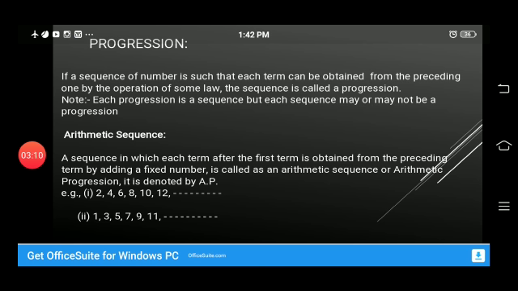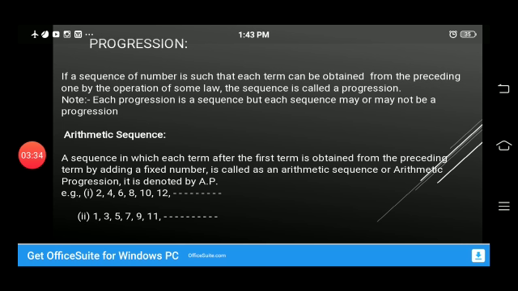Progression. If a sequence of numbers is such that each term can be obtained from the preceding one by the operation of some law, the sequence is called a progression. Note, each progression is a sequence, but each sequence may or may not be a progression. This is for MCQs.